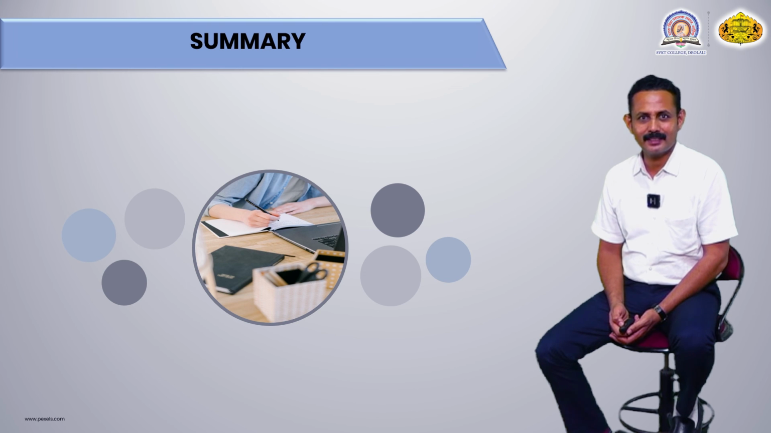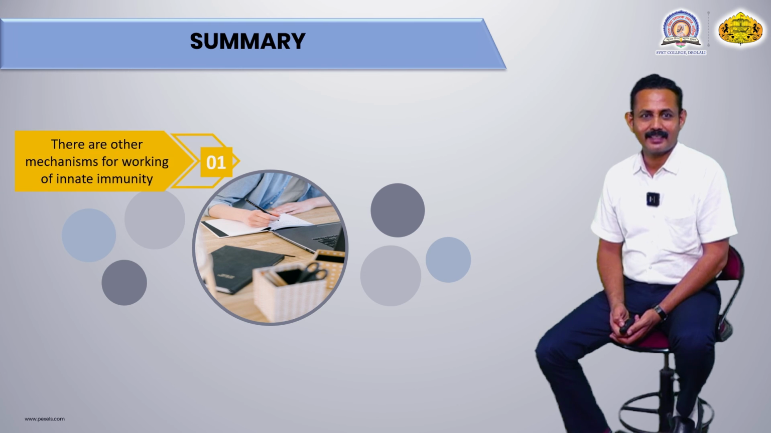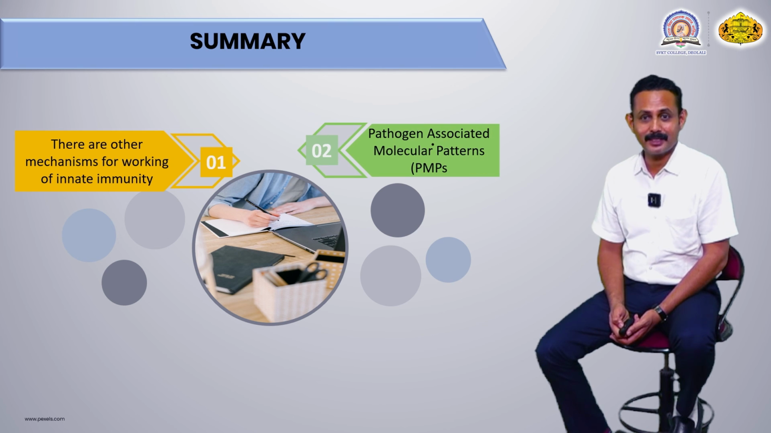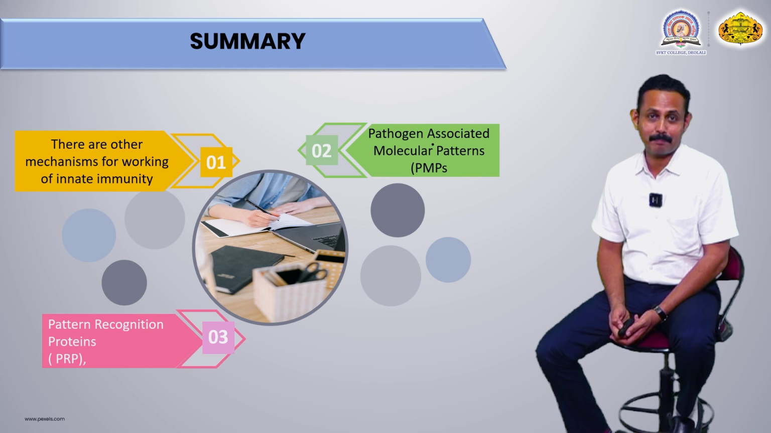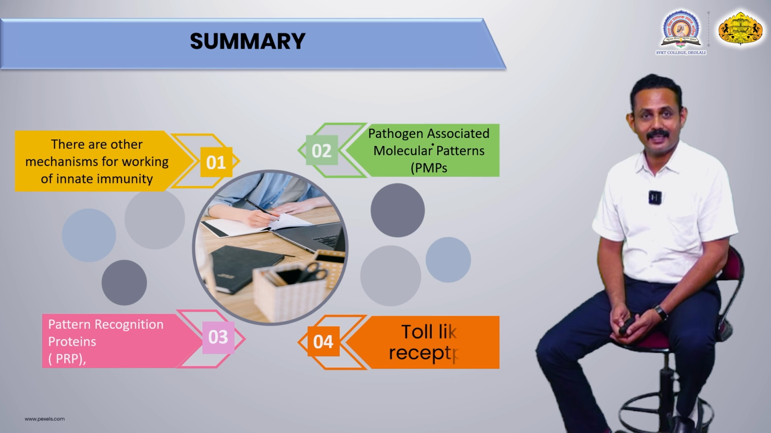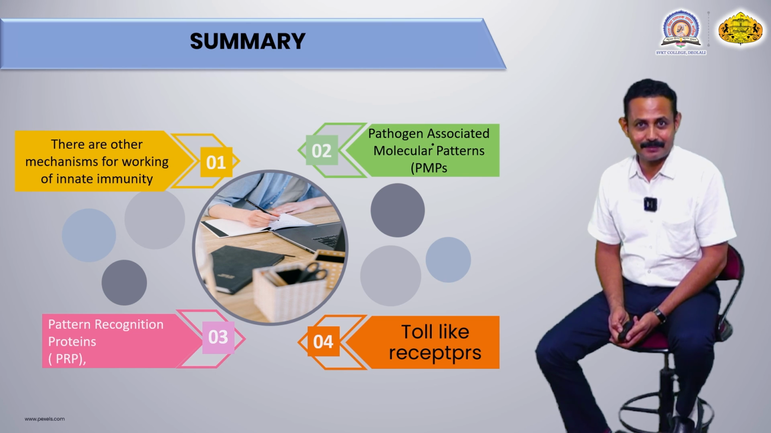What we have seen in today's session is that there are other mechanisms, other than the physical anatomical barriers, working in innate immunity. These mechanisms commonly include pathogen associated molecular patterns, that is PAMPs, and pattern recognition proteins, that is PRPs or PRRs. In pattern recognition proteins, we have seen in detail about toll-like receptors, where they are located, what their function is, and what their different classes are.